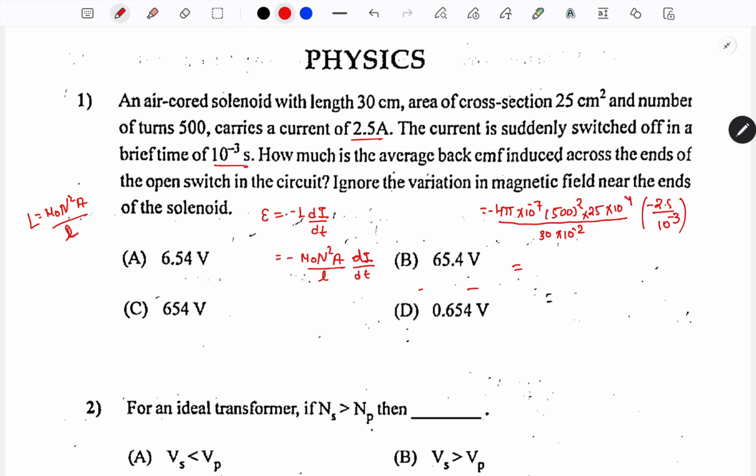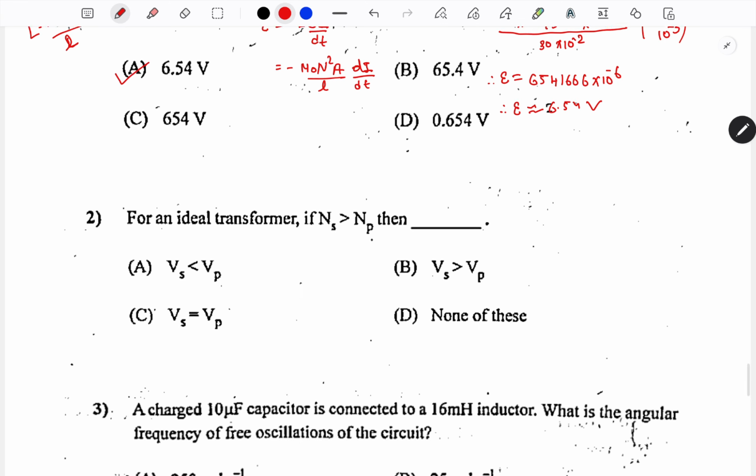So by solving this in calculations, this negative sign is neglected, and our answer E is equal to 654166 into 10 to the power minus 6, which is almost equal to 6.54 volt. So 6.54 is option A.